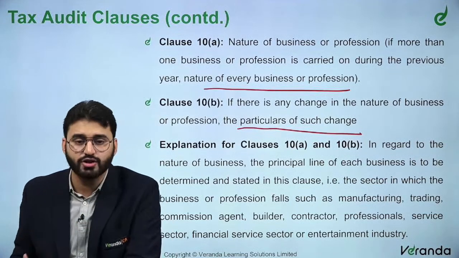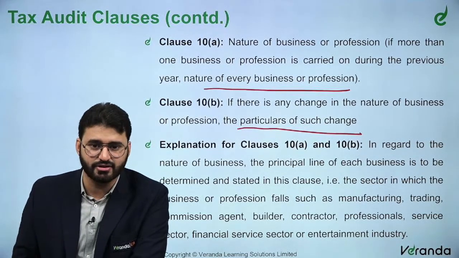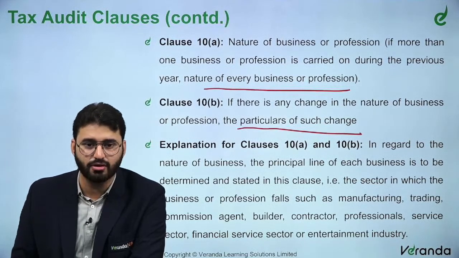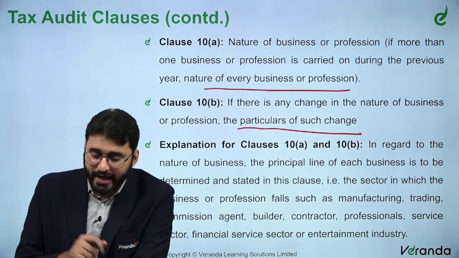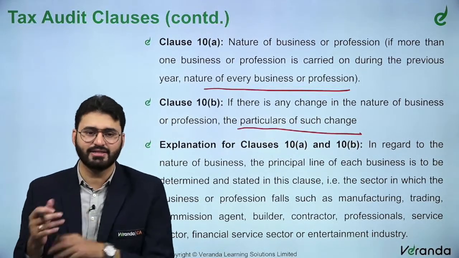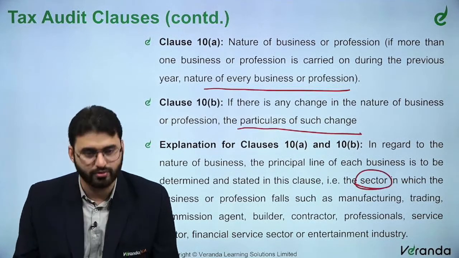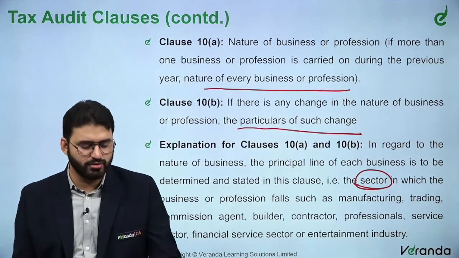In regard to the nature of business, the principal line of each business is to be determined and stated in this clause. That is, the sector in which the business or profession falls, such as manufacturing, trading, commission agent, builder, contractor, professional service sector, financial service sector, or entertainment industry. So you'll have to mention the sector. You don't have to mention I sell this. We fall under the entertainment sector. That is more than enough.